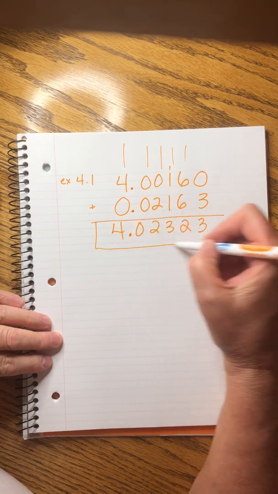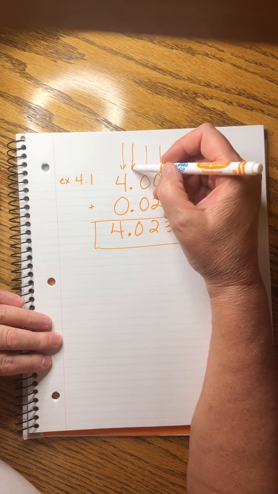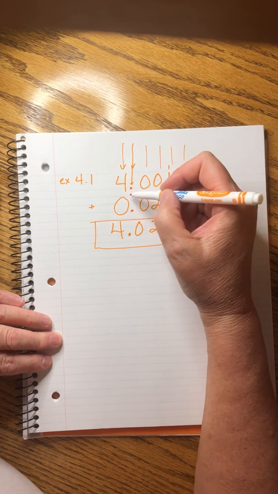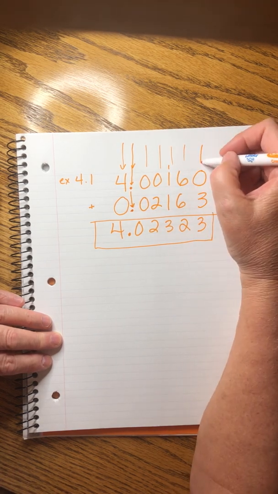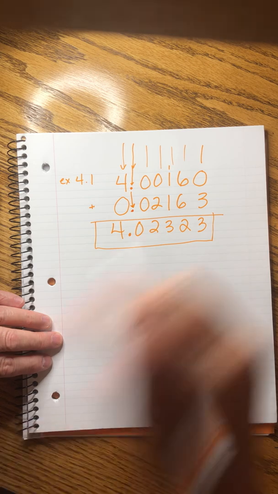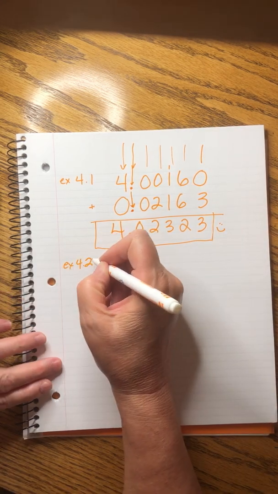That's the correct answer, okay? So it's all about lining up these digits and your decimal places so they're nice and straight, and then making sure that you're okay down here at the end, that everything lined up right. Yay. Example 4.2. This works the same way.